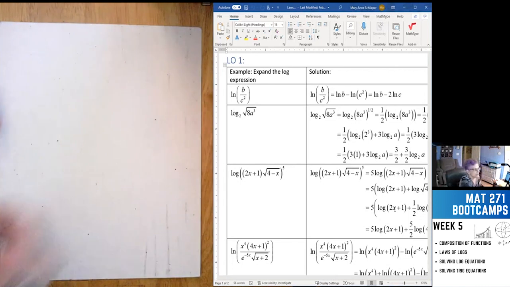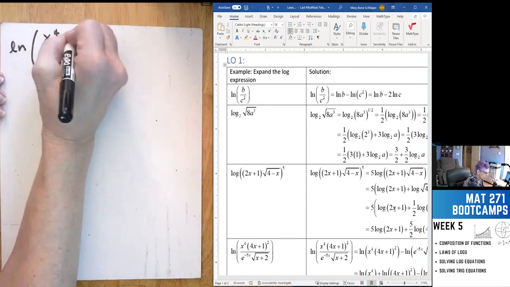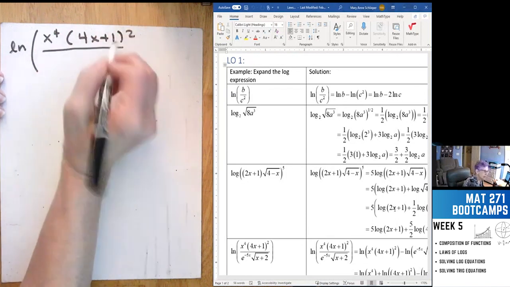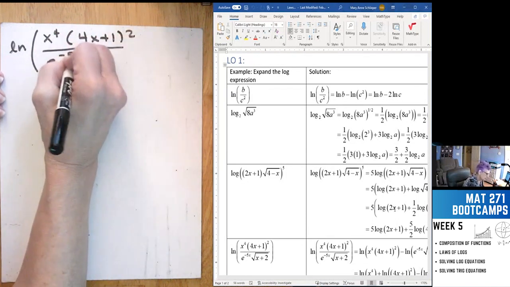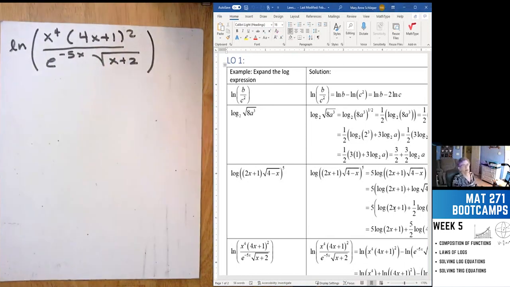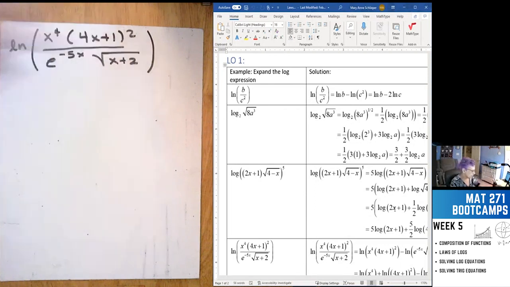Now we have a big fraction going on. We have the natural log of x to the 4th, 4x plus 1 squared, all of that divided by e to the negative 5x times the square root of x plus 2. Now, by the time you've done 11 million of these, you don't want to put all those steps in because you kind of know where you're going. Everything above the fraction bar is plus. Everything below the fraction bar is minus.